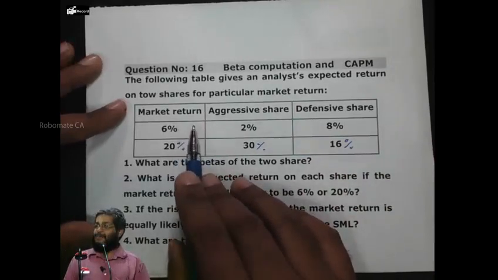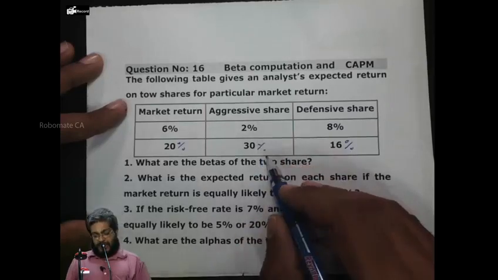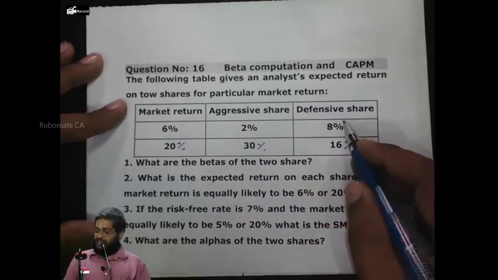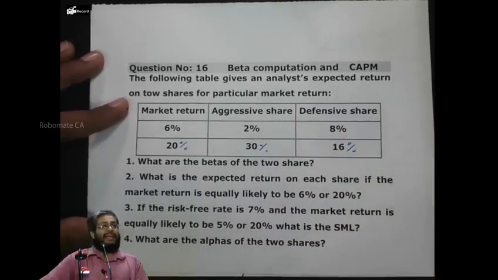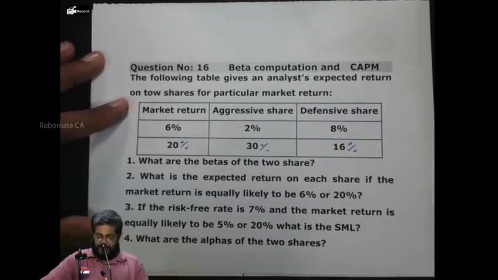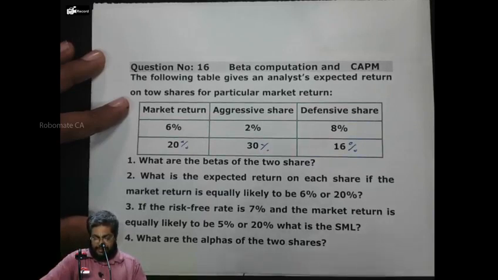So market return may be 6% or 20%. The aggressive share can give me 2% or 30%, and the defensive share 8% or 16%. What are the betas of the two shares? What is the expected return on each share if the market return is equally likely to be 6% or 20%?